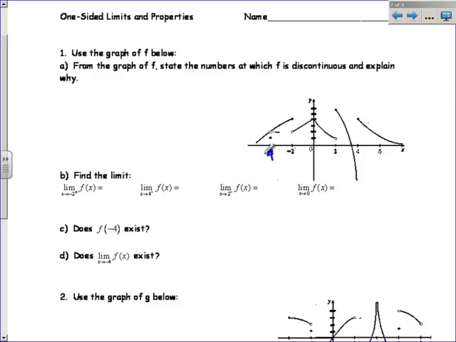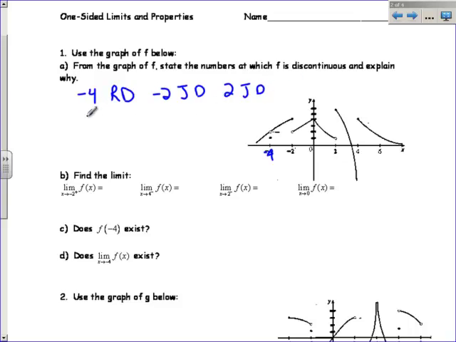That's -4. Okay, so at -4, what do we have? Why is it discontinuous at -4? This is a removable discontinuity, and I'm going to abbreviate that RD. At -2, we have a jump discontinuity. I'm going to call that JD. And then at 2, we also have a jump discontinuity.